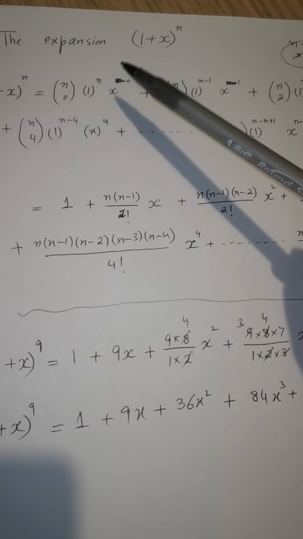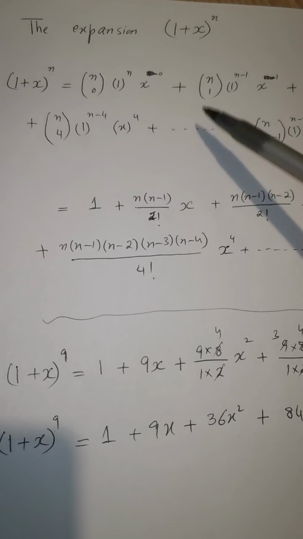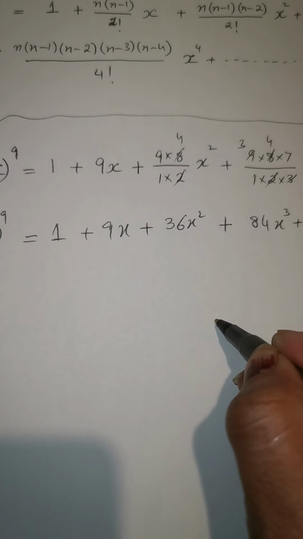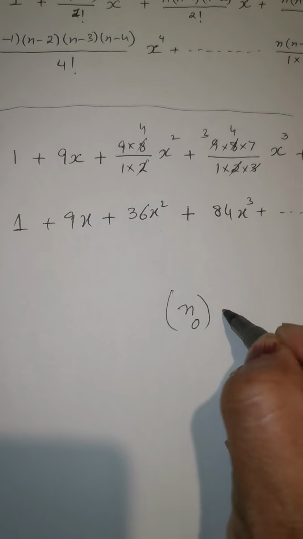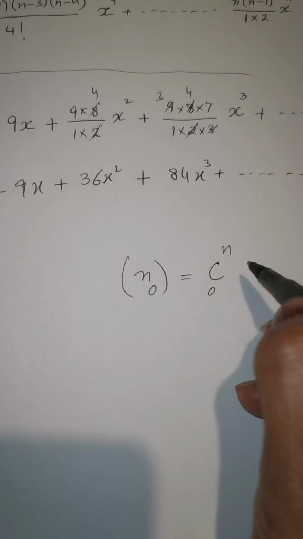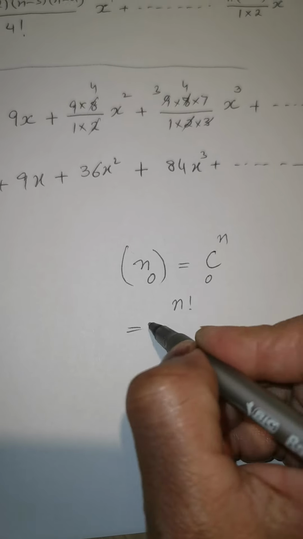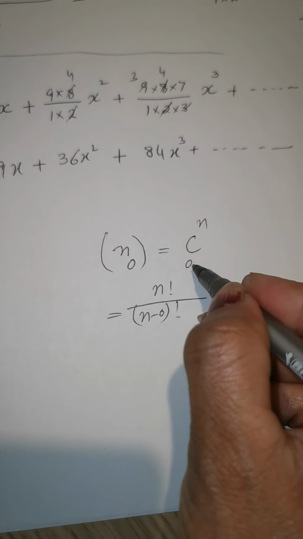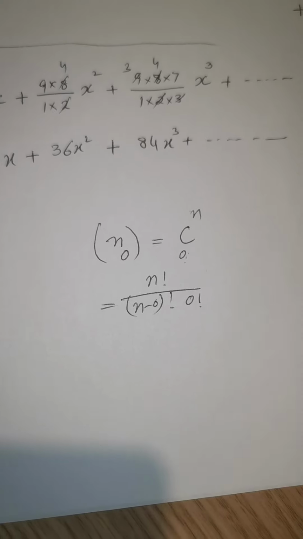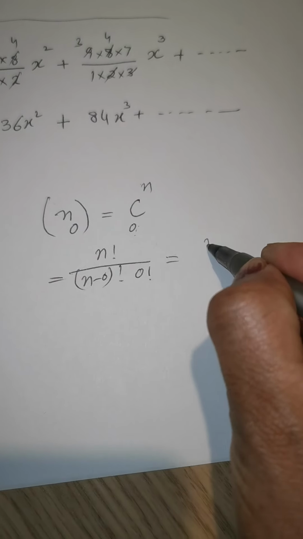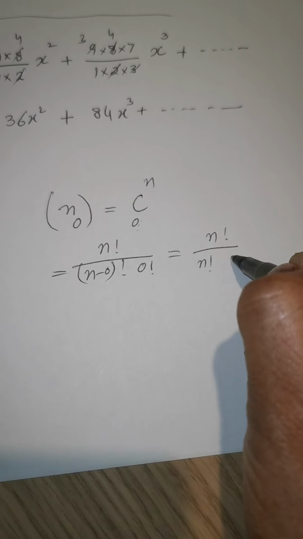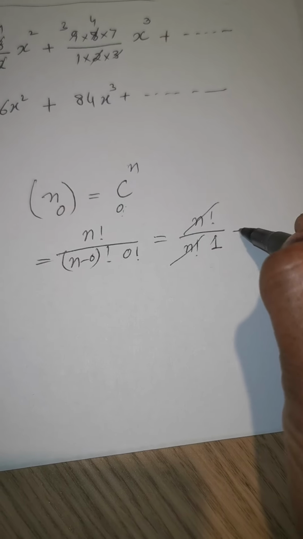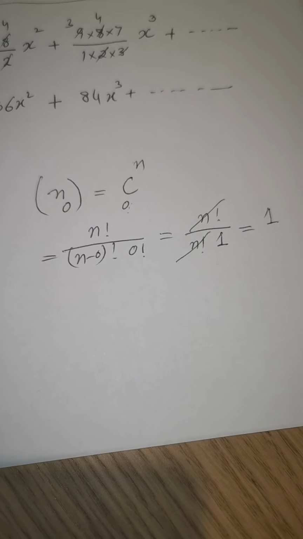And the second thing is how we can expand nC0. I told you in my previous video that nC0 is equal to n factorial over the difference of factorials, n minus 0 factorial, and whatever the number is, 0 factorial, right? So keep in mind n factorial over n factorial times 0 factorial is equal to 1, so n factorial will cancel each other, so the value of nC0 is always 1, right?